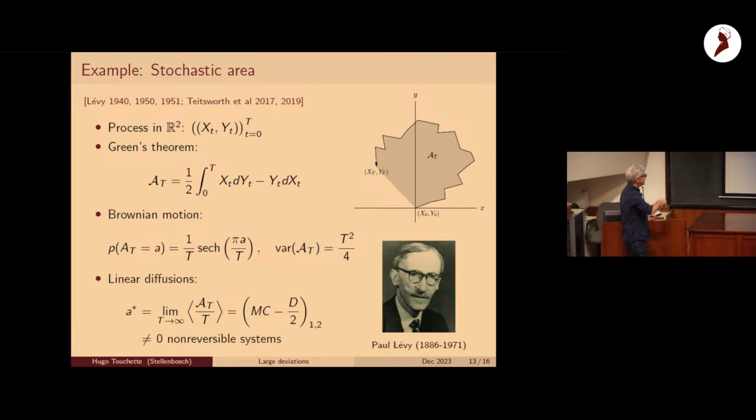What was noticed in later papers in 2017 is that you can calculate the expectation of the stochastic area for linear diffusions, and there's a connection with non-equilibrium systems because the area will be non-zero if and only if you have a current. So it's a proxy for non-equilibrium. Instead of measuring the current to characterize the system as being equilibrium or non-equilibrium, you can just measure this scalar quantity, the area. If it's zero, then you're dealing with an equilibrium system, and if it's non-zero, you're dealing with a non-equilibrium system.